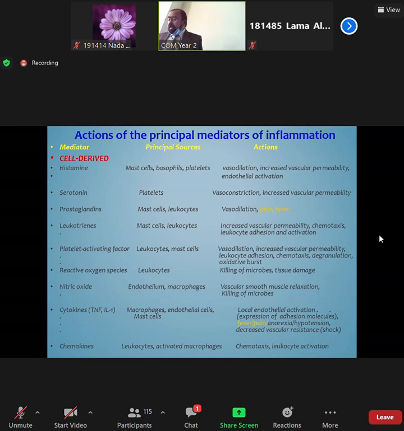Now, this is another cytokine, a chemical mediator which causes pain and fever. That's why I have colored it. You should remember that one is prostaglandin, and the other is a cytokine which causes fever and pain, and it also causes anorexia, hypotension, decreased vascular resistance, and shock. Then we have chemokines. They are secreted by leukocytes and activated macrophages, and the function is chemotaxis and leukocyte activation. Okay.